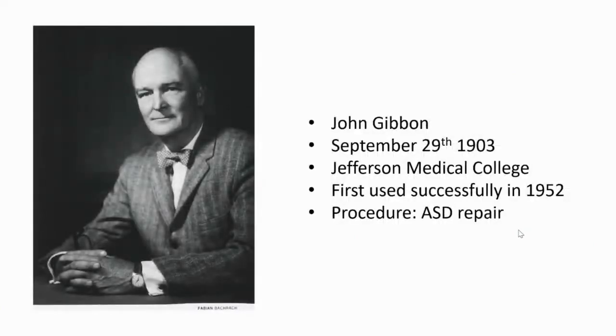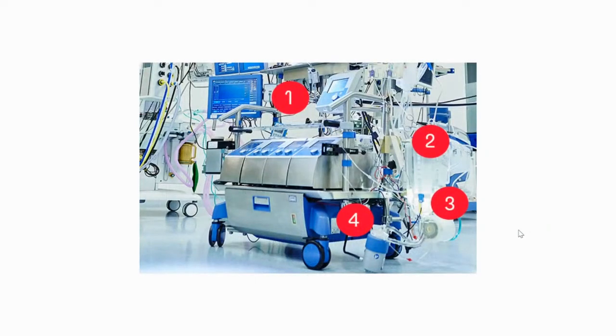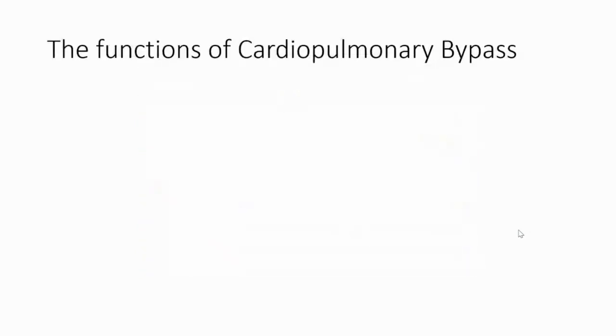So, the history of bypass. We know that cardiopulmonary bypass was actually pioneered by a gentleman called John Gibbon, who was born on September 29th, 1903. He first used the bypass machine in 1952 to successfully repair an atrial septal defect. So this is an example of one of the primitive early cardiopulmonary bypass machines. And you can see it's very different to the ones that we use today. However, the principles are all the same.